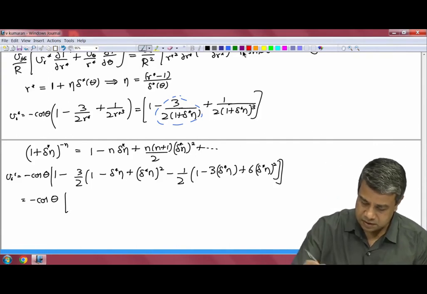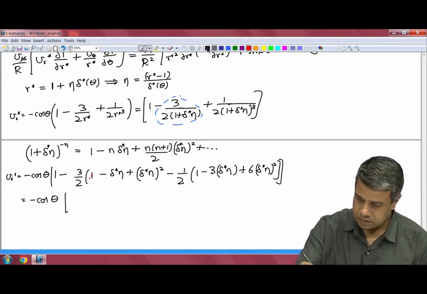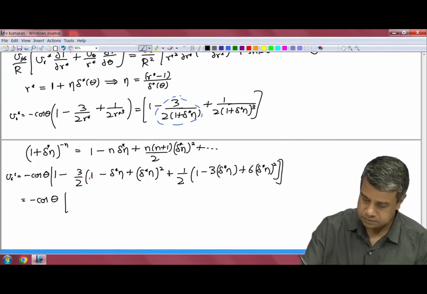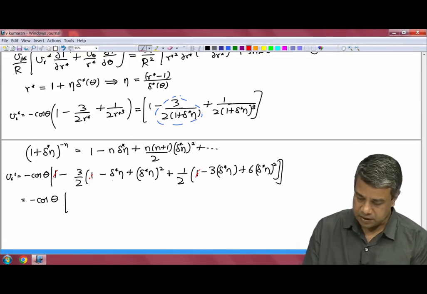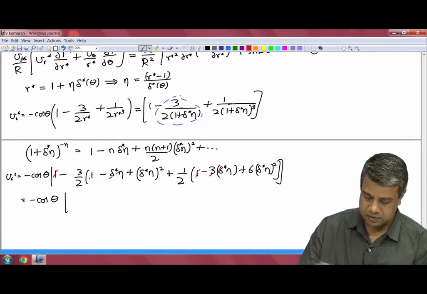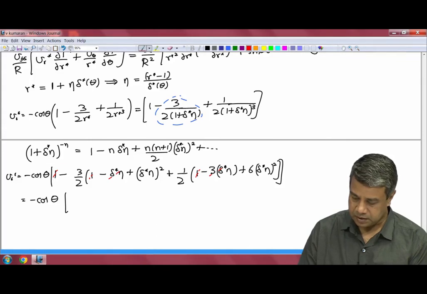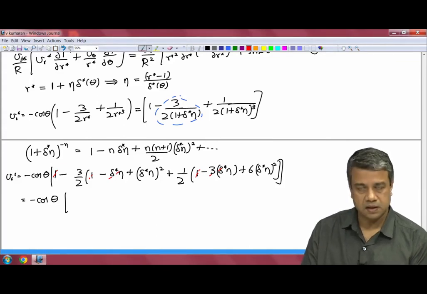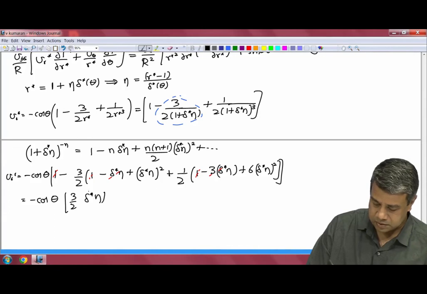You can see that this minus 3 by 2, this was a plus, so plus 1 by 2 and 1 will cancel out. I have a minus 3 by 2 delta eta and a plus 3 by 2 delta eta. So, these will also cancel out, and I will get minus 3 by 2 delta eta square and plus 6 by 2 delta eta square. So, I will get plus 3 by 2 delta star eta the whole square.